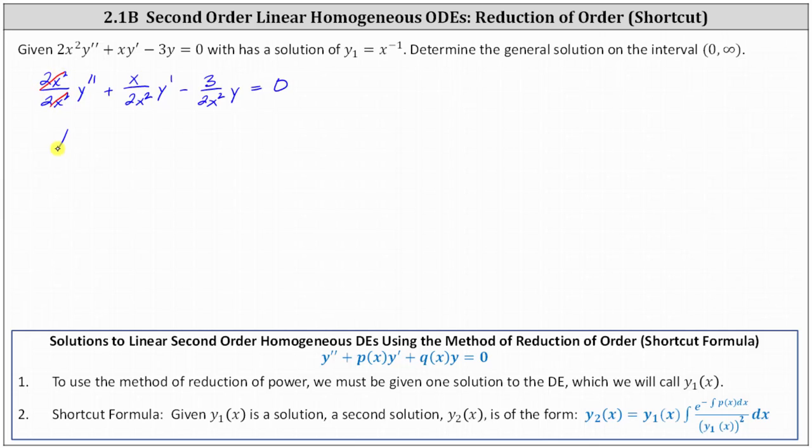we now have y double prime plus 1 divided by 2x times y prime minus 3 divided by 2x squared times y equals 0. Notice in this form, we can see that p of x is equal to 1 divided by 2x.